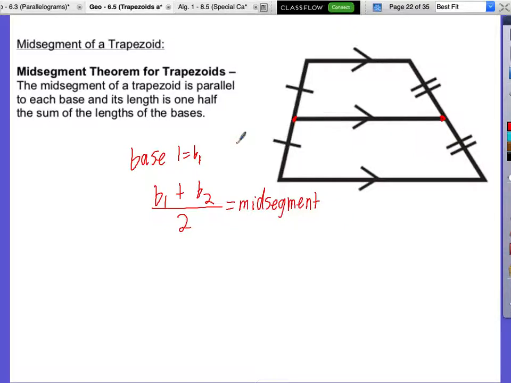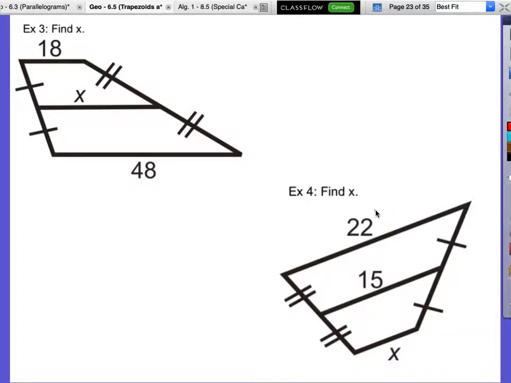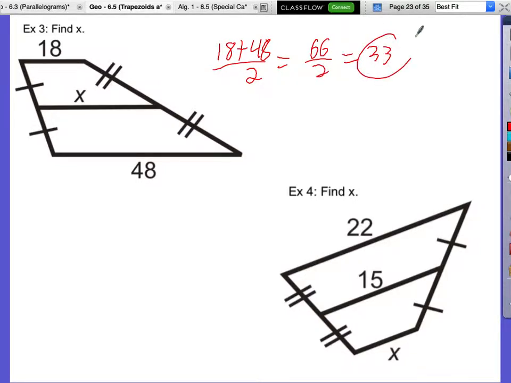Okay. Moving on, right below this, we're going to try and use this. So here, on example 3, how do we set this one up to find x? We have this mid-segment here. Very good. So 18 plus 48 is going to be 66, divided by 2 is 33. Yep, that'd be the length of the mid-segment. Questions on that one? I know that one was kind of quick. Any questions on it?